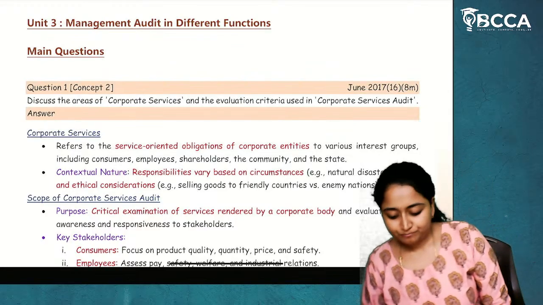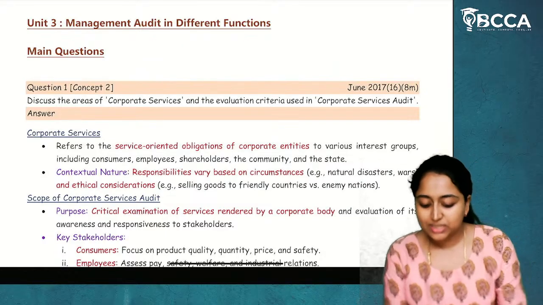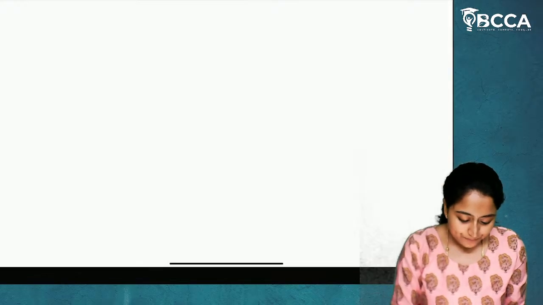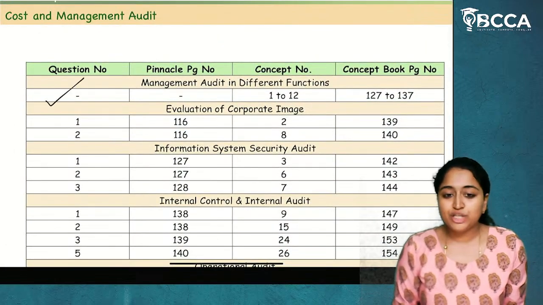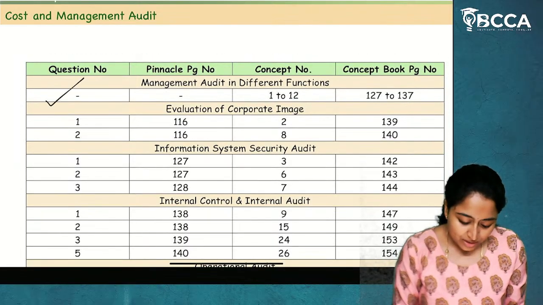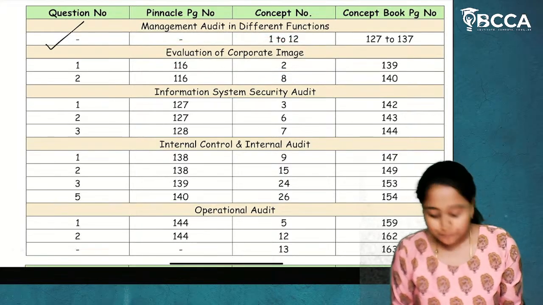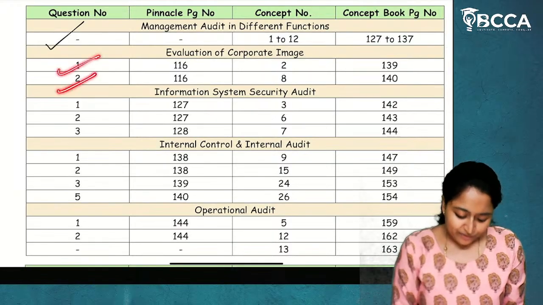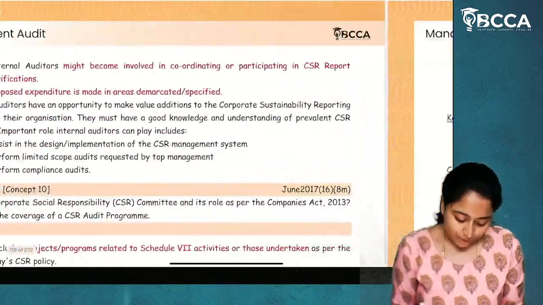So this is regarding Unit 3, Management Audit in Different functions. I hope it is clear. Now, we have completed our first unit of management audit and different functions. Now we are moving to the next unit, which is unit 4 of section B, evaluation of corporate image. Now this is a basic simple unit. In this I have given question 1 and question 2, which we are going to see.